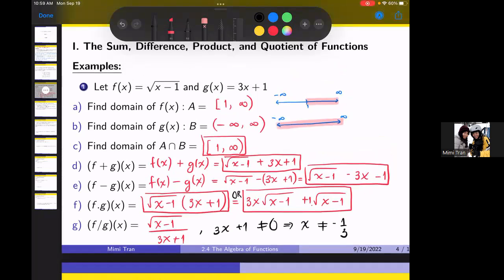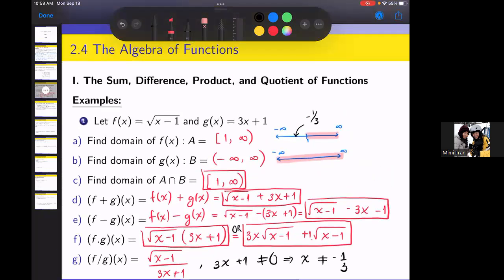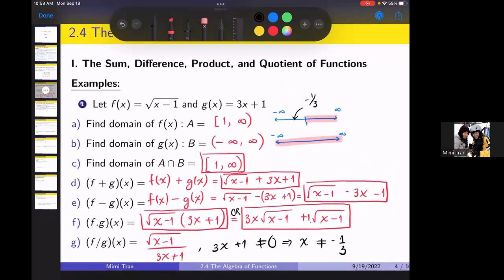The thing is, you're kind of lucky, because in the beginning you chose your domain to be from 1 to infinity, right? Where's negative 1 third? Negative 1 third is on the left of 1, so it's kind of already out of the domain. This part is kind of not necessary, but it's a good habit. You always watch out for the denominator. It's not always like that. It's not always outside the domain. Sometimes it's hypothetically, just hypothetically, okay.